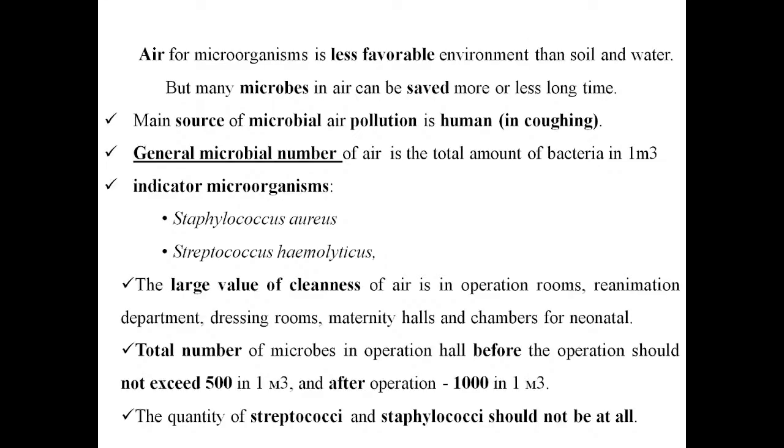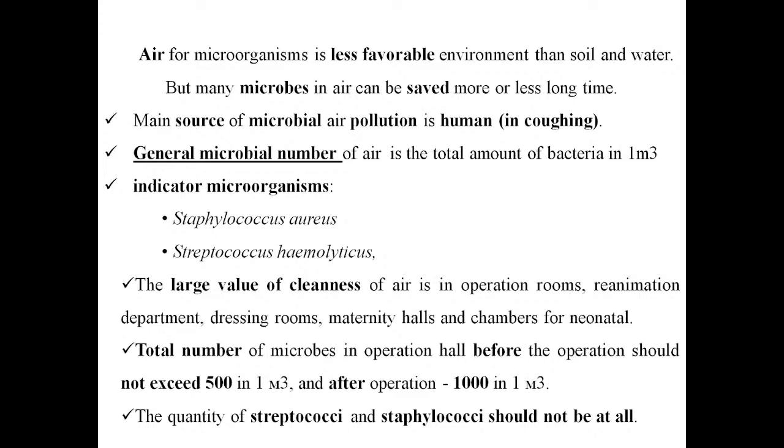Then we should talk about microflora of air. Firstly, air for microorganisms is a less favorable environment than soil and water. Why? Because there is ultraviolet light here that is dangerous for bacteria, that can dry bacteria. There are no nutrients in air. There is no substrate for adherence of bacteria. But many microbes in air can be saved more or less long time. The main source of microbial air pollution is human. When we cough, when we speak, bacteria are discharged from nose, from mouth, from nasopharynx, and they spread in air.